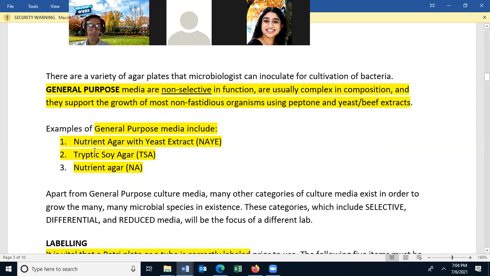So it grows a variety of many different organisms, but it does not grow all organisms. And anything that's fastidious, something that requires certain components to be added before it can grow, will not grow on a general purpose media. An example of a fastidious organism is Streptococcus pyogenes, which causes strep throat. It will not grow on a general purpose media. Okay? Any question about any of that?